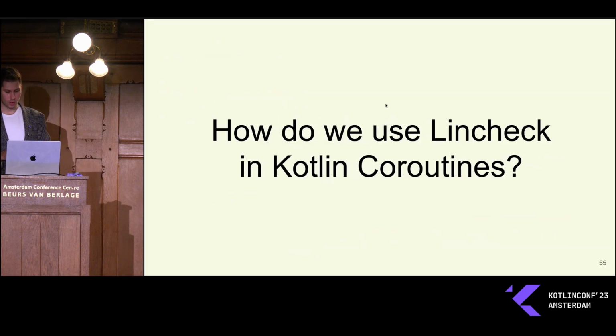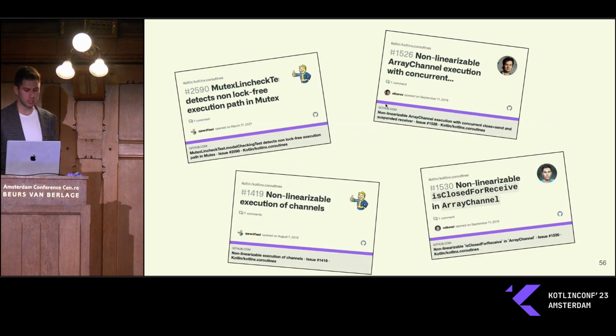All right. And here's the question related to the talk title. How do we test concurrent algorithms in Kotlin Coroutines? Yes, we test them with Lincheck, and we've been using Lincheck for a while. And the first time we started using it, we found many bugs. Here are some of them. They're already fixed, so don't worry. Everything works fine. But I want to highlight that we had very nice stress tests, plenty of them, and we still were able to find new bugs.